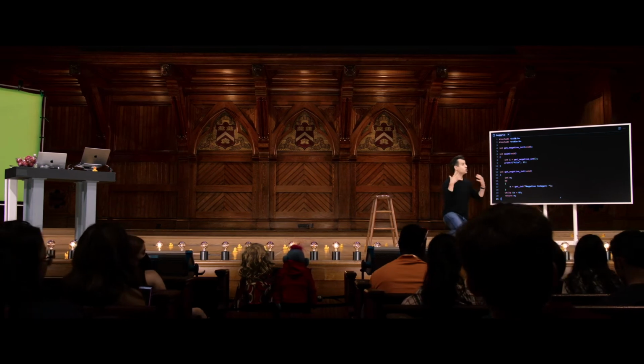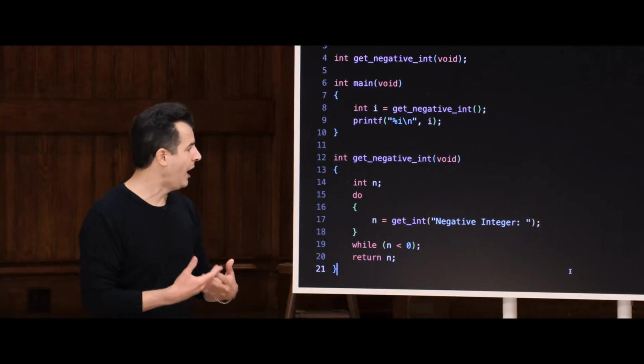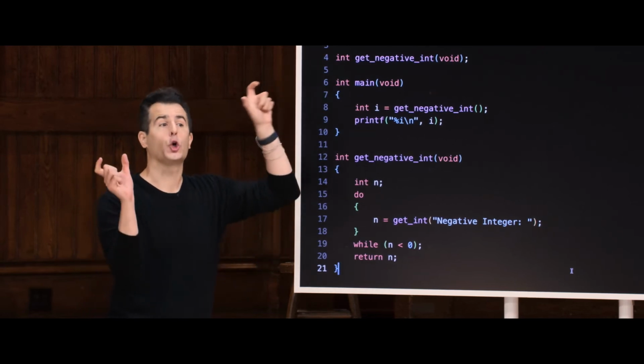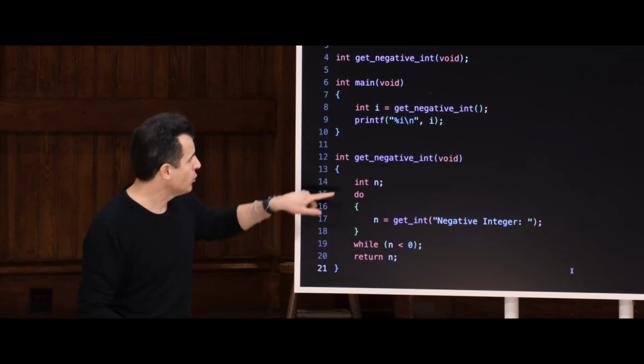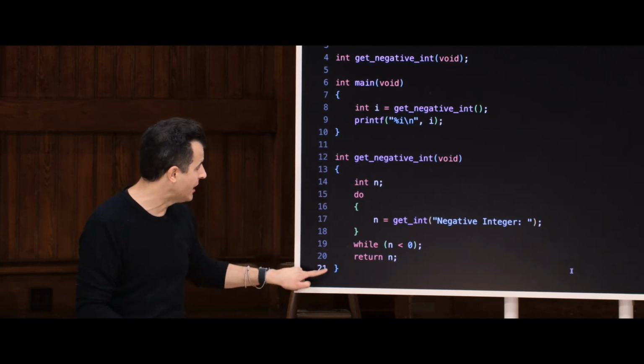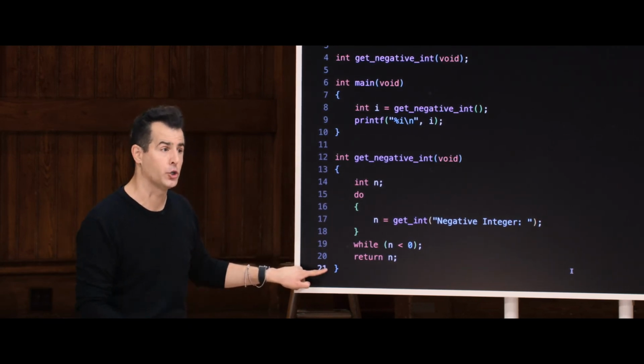Exactly. There's this notion of scope in C, and we'll continue to see this over time, whereby a variable only exists inside of the most recent curly braces that you've opened. So if I've declared n here on line 14, I can use it anywhere between lines 13 and 21, because those are the nearest curly braces.